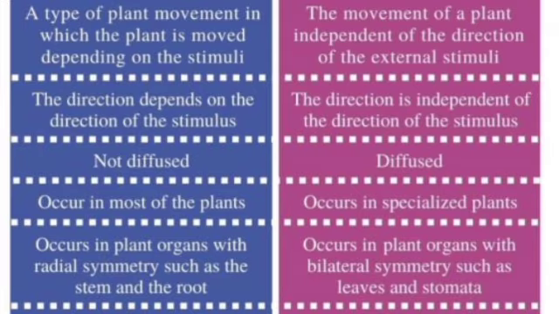Tropic movements, found in all plants. Nastic movements, found only in a few specialized plants. Tropic movements, slow action. Nastic movements, immediate action.